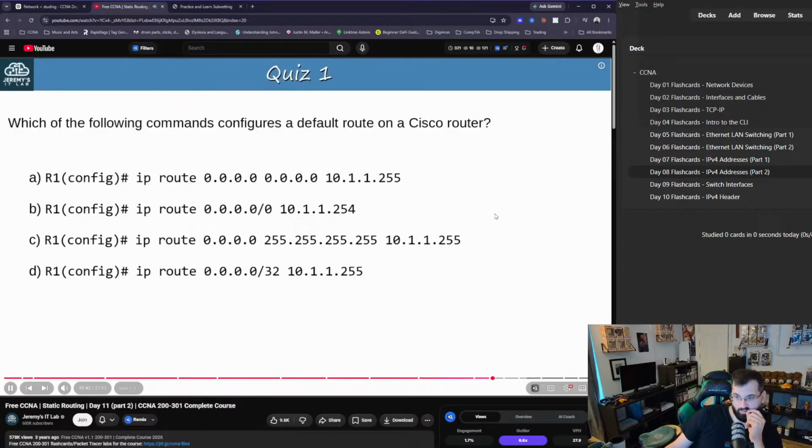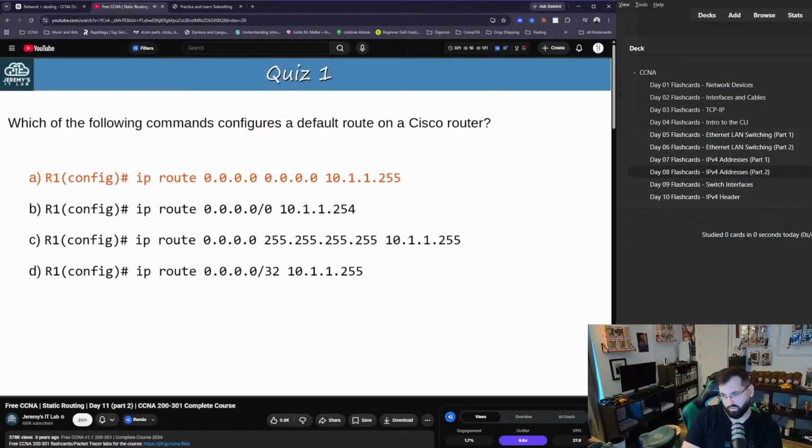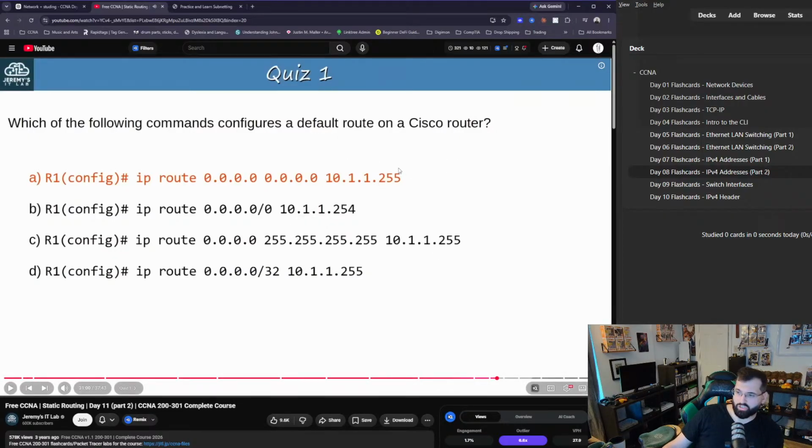I'm pretty sure it's A, but something's telling me... Okay, the answer is A. IP route 0.0.0.0 0.0.0.0 10.1.1.255. I'm glad I went with what I knew. When configuring a static route on a Cisco router, you cannot specify... And this is just an IP address. You just kind of pulled this out of nowhere for it to be the default, just to make the answer choices make sense.